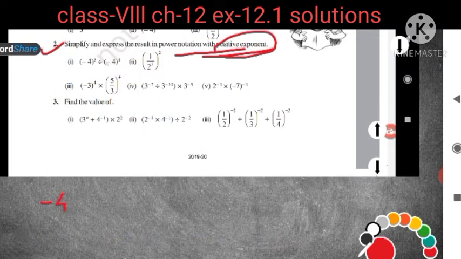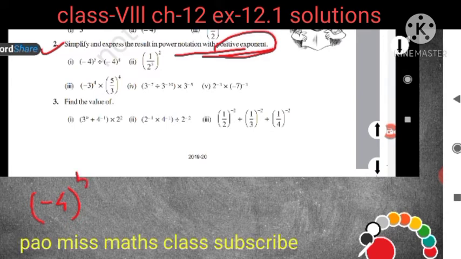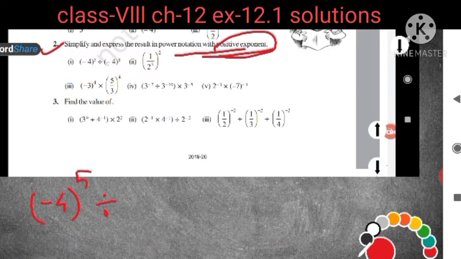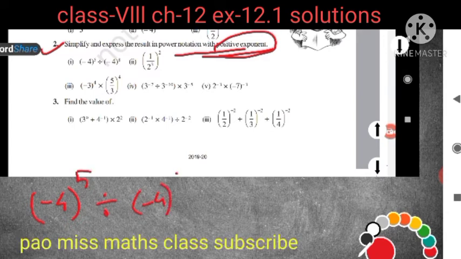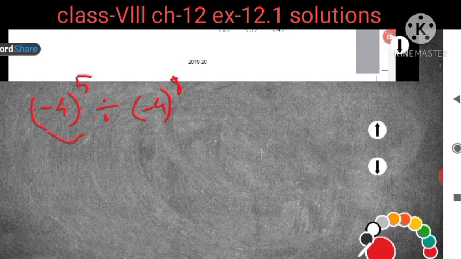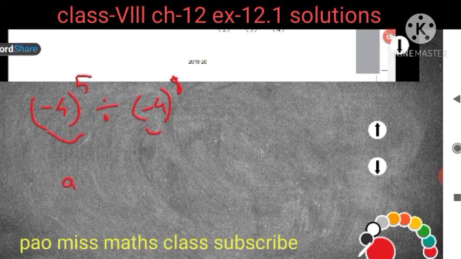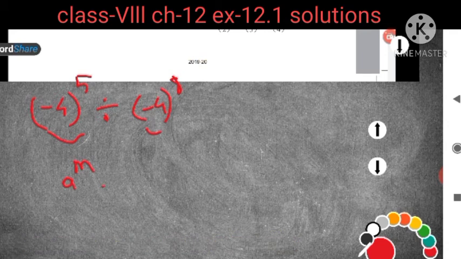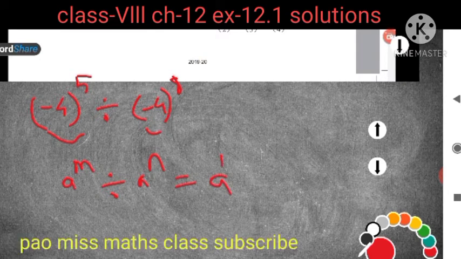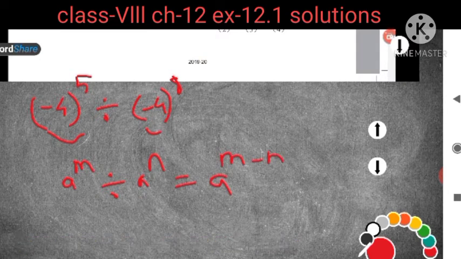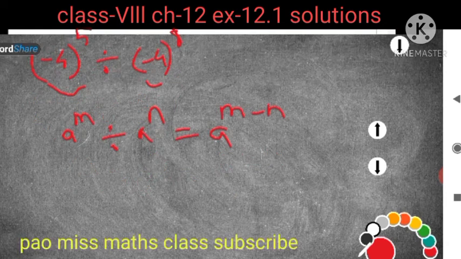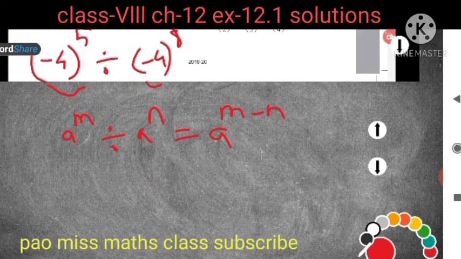Minus 4 to the power 5 is divided by minus 4 to the power 8. Now what we have seen here is the bases are the same, and it is division. We have one law: a to the power m divided by a to the power n is equal to a to the power m minus n, isn't it? So if the bases are the same, then the powers get subtracted.